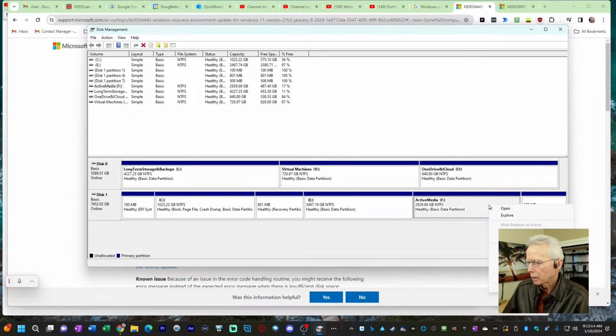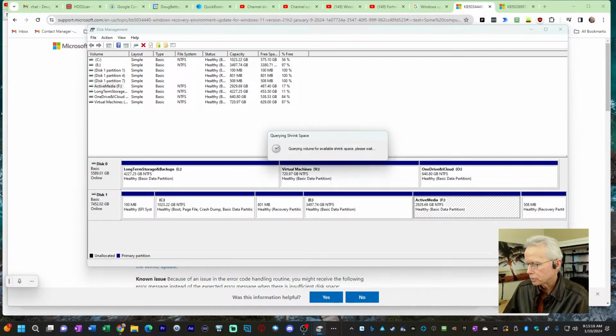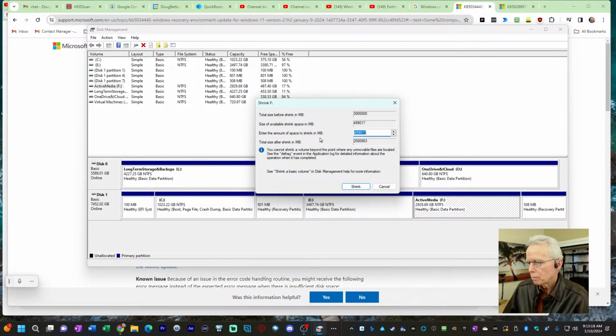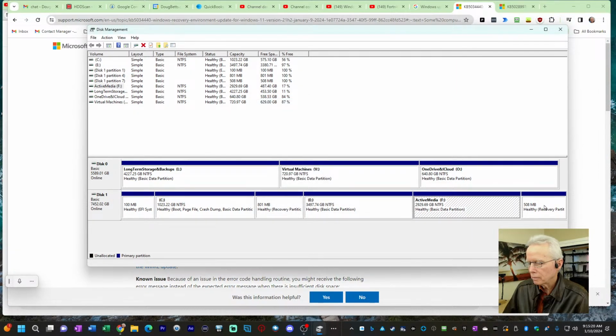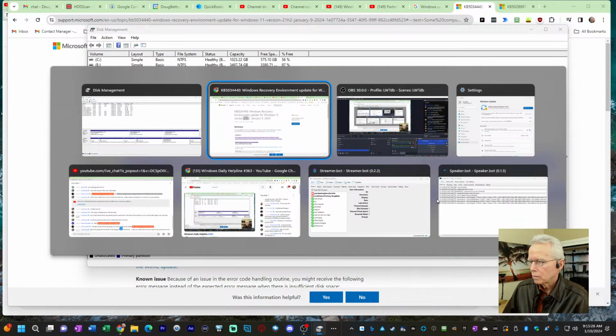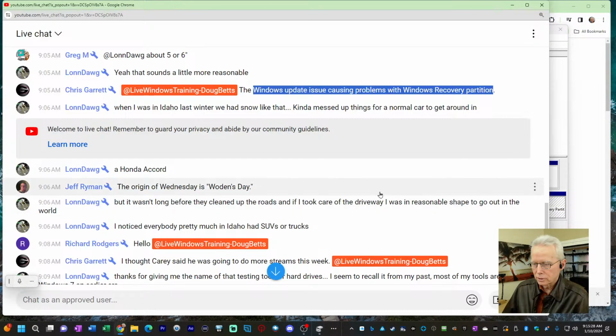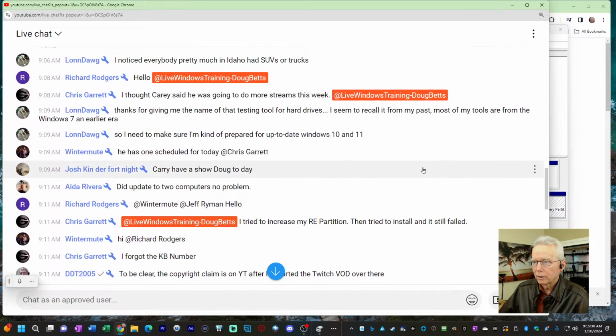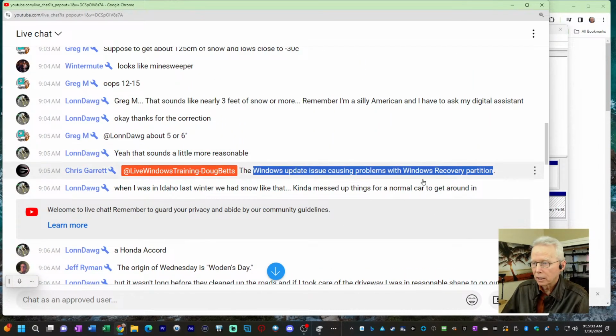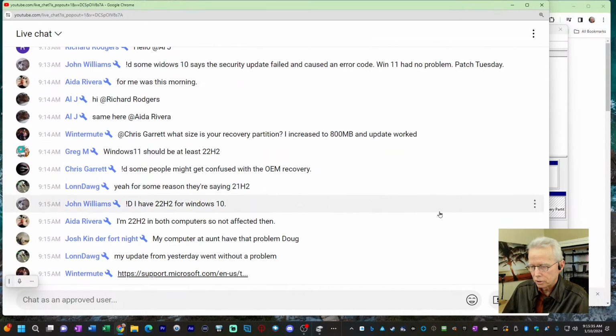So here I could come and shrink this volume by a certain amount of space. John Williams said I have 22H2 for Windows 10. Then increase this one. Okay, I'll go check on what you're saying here. Let's see, 905 is where I'm jumping from.